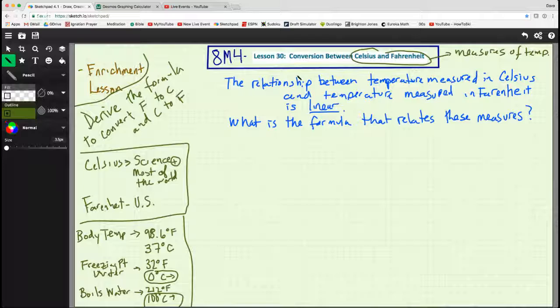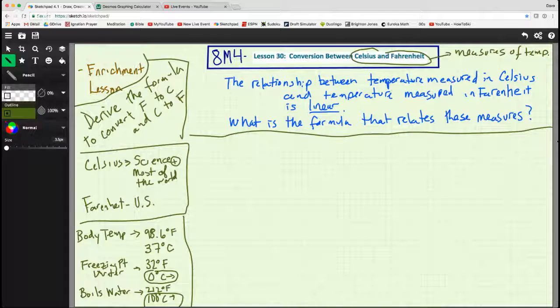Okay, so we are going to derive the formula that converts Fahrenheit to Celsius and Celsius to Fahrenheit in this lesson. So what do we know? What is the key thing that we are told? It's even underlined here in blue. We know that the relationship between the temperature measured in Celsius and the temperature measured in Fahrenheit is linear.